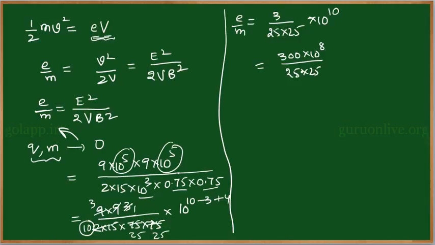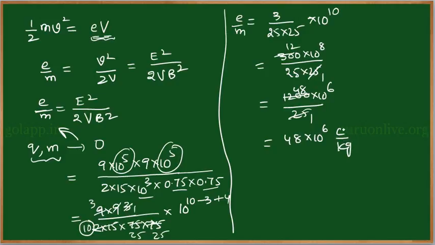I am making simple calculations, so 25 ones and 25 12s. So another term like 1200 into 10 to the power of 6 I am taking by 25. So 25 ones, 25, 48. That is equal to 48 into 10 to the power of 6 coulomb per kg, which is the e by m ratio of the given charged particles.